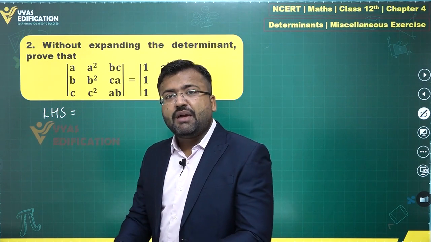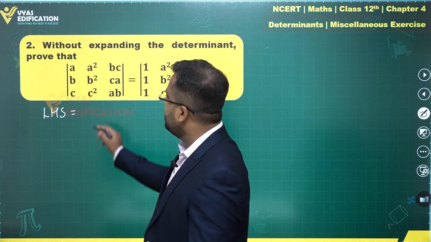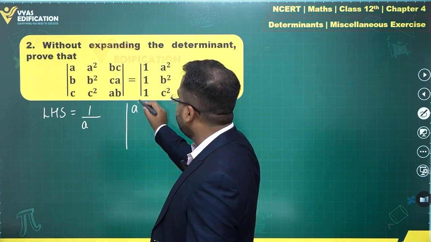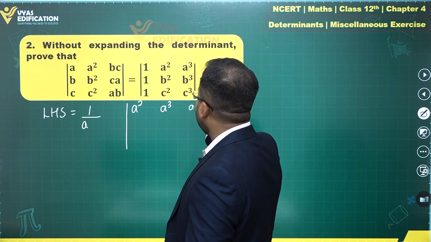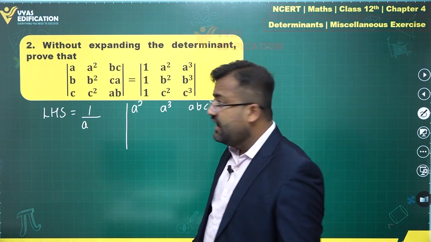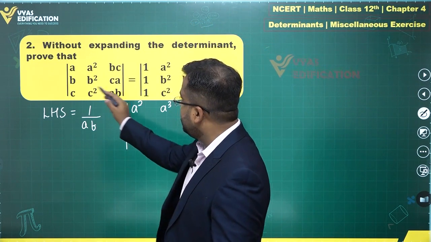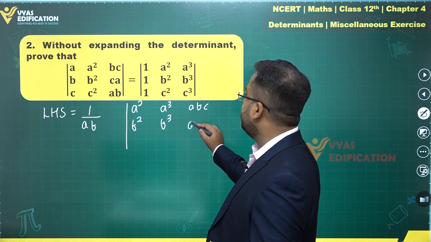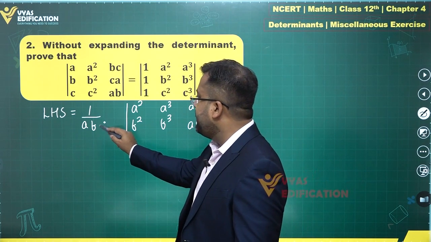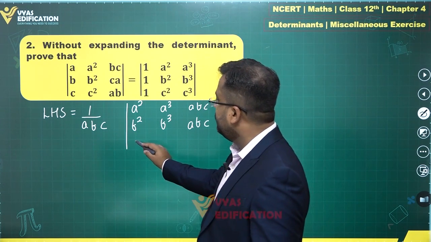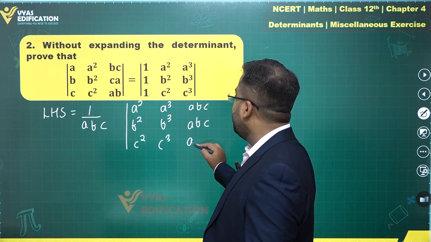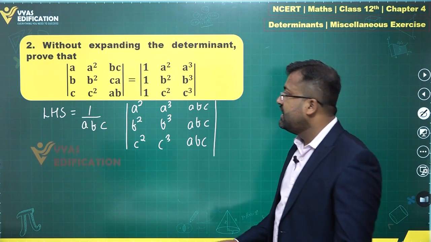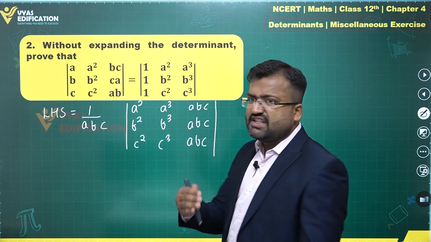If you multiply by something, you have to divide by something. So let's divide by A and multiply the first row by A. You get A square, A power 3, ABC. Let's divide by B and multiply by B in the second row. This becomes ABC. Let's divide by C and multiply by C in the third row. This is C square, C power 3, ABC. That's the most important step that you require. After that, a simple step will ensue.